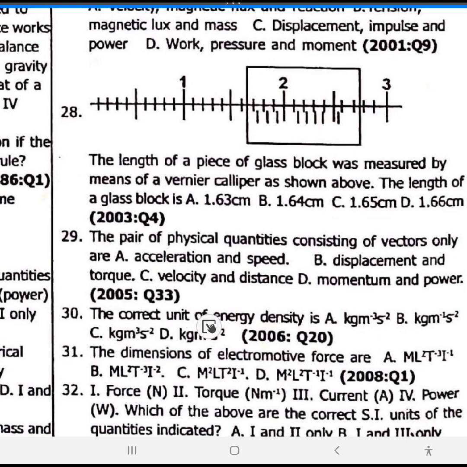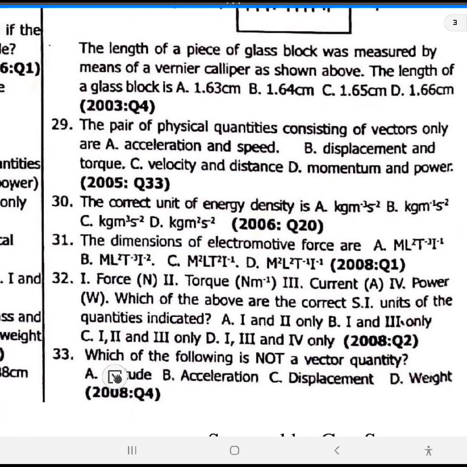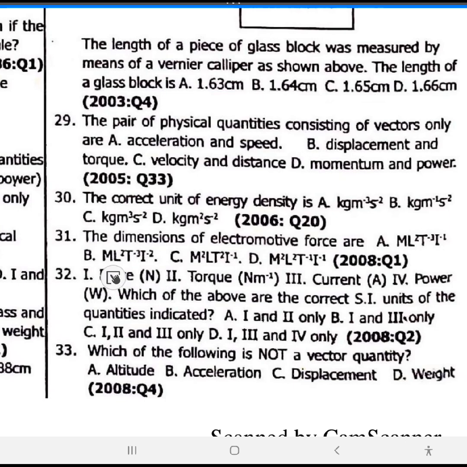30. The correct unit of energy density is, I'll need to demonstrate this also. 31, dimensional analysis. 32, you have your force, torque, current, and power. Which of the above are the correct SI units of the indicated power? Power is given in watts. So 32, power is surely given in watts. Okay, force is in Newton, correct. I. Current is in ampere, correct. And IV. This is not the correct SI unit of torque.